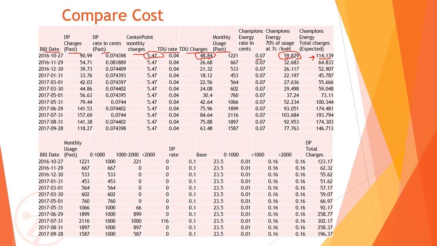And let's look at Discount Power. The first columns are billing date and monthly usage, and now I broke it down based on the tiers. So as you can see, 1221, I broke it down because there are different rates for different tiers. This Discount Power rate is 10 cents, and there's a base charge of 23.5, and then there are different tier charges, and here's the total from Discount Power.